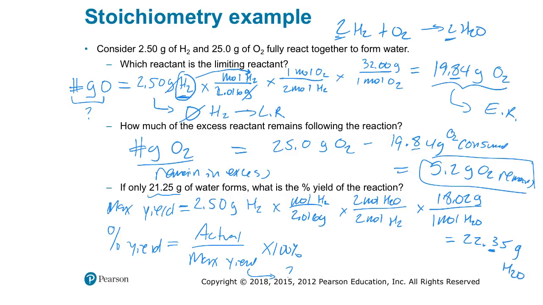Okay, so we get 21.25 actually, and we should have gotten 22.35 grams times 100%. So that's a pretty high yield. So that's 95.1%. So 95.1 is our yield.